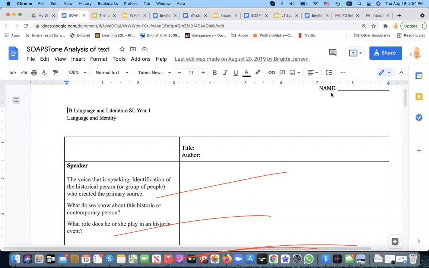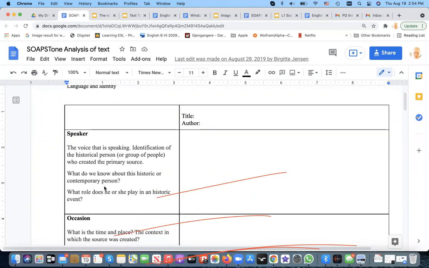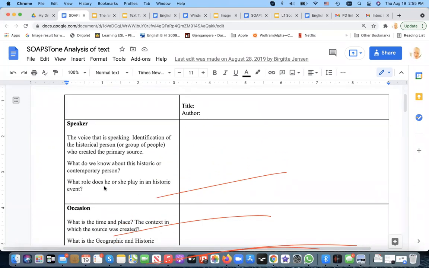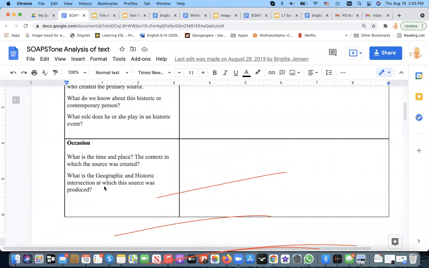I'm going to move this over here. This is a sheet that I use for a variety of text types. It is very broad and general. It's not specific to advertisements. It's really mostly about words. So, the speaker. Here it's spelled correctly too.